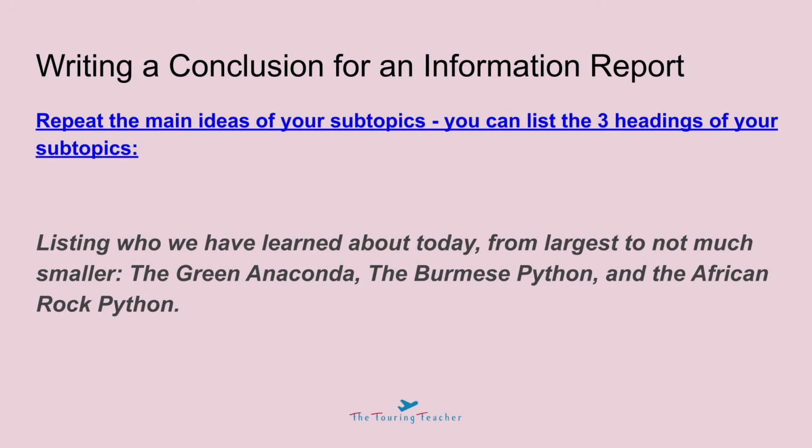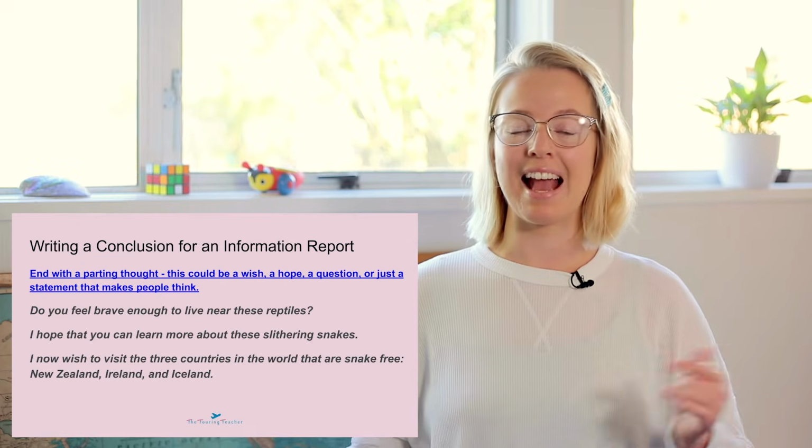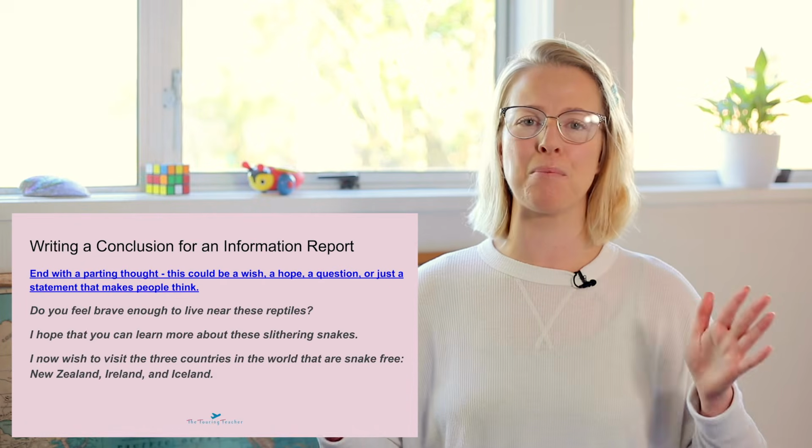The next part of your conclusion is listing your subtopics again, so you're summarizing what your 3 subtopics were. This is the example of what mine would look like. Listing who we have learned about today from largest to not much smaller, the green anaconda, the Burmese python and the African rock python.